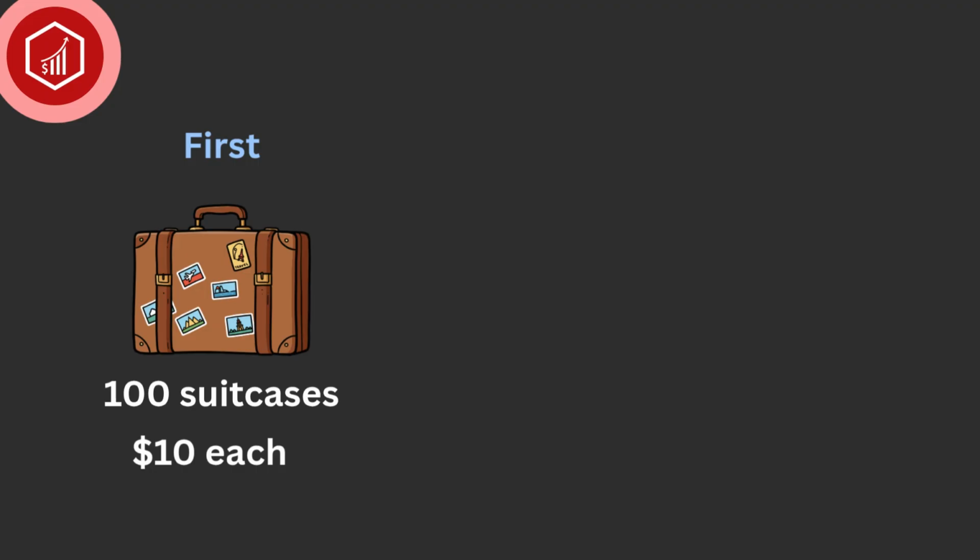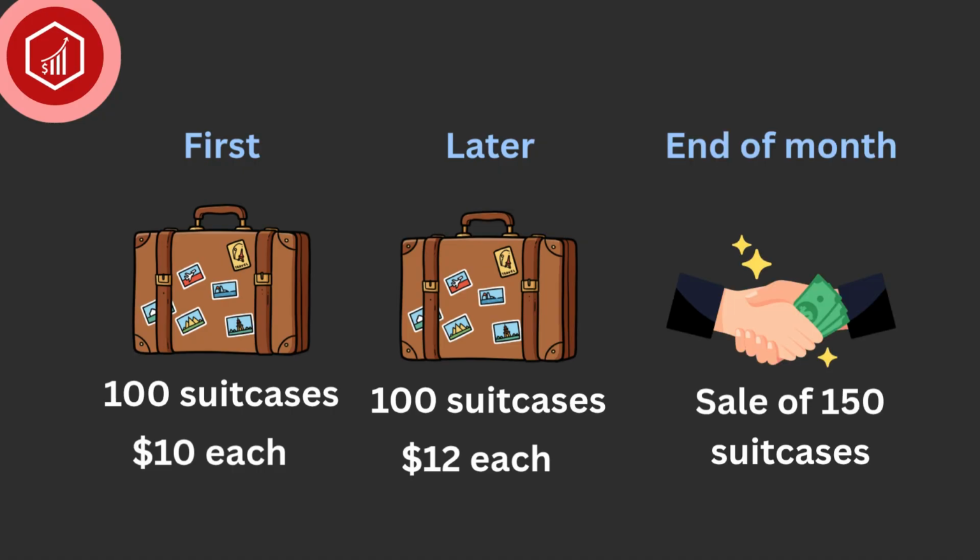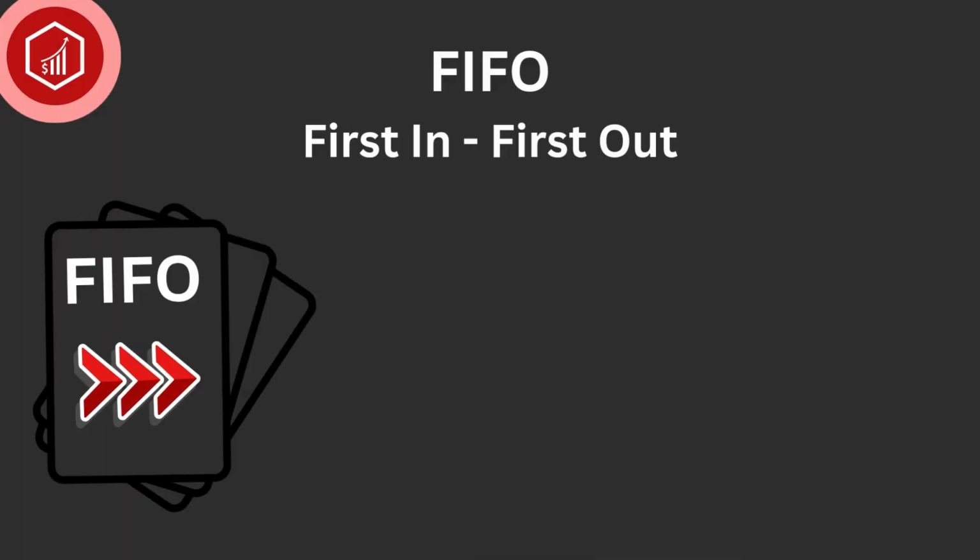So, let's look at the three most common methods with a concrete example so you can really see the difference. Imagine a company buys 100 suitcases at $10 each early in the month and later buys another 100 units at $12 each. So in total they bought 200 suitcases. At the end of the month it sells 150 suitcases to customers. We have 200 suitcases available for sale, 100 at $10 and 100 at $12. Which costs go to cost of goods sold and which remain in inventory depends on the method. So we break it down in the different methods.